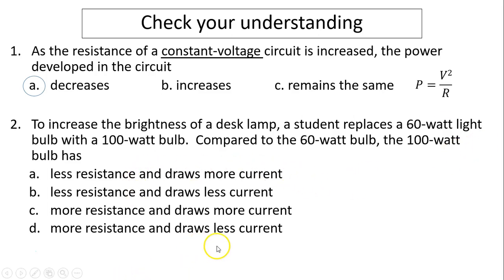That's the first part. So this is the desk lamp. Desk lamp means V is constant. It doesn't matter what light bulb you plug in, your voltage source is the same. So we have to use this equation. P equals V squared over R. Bigger P means less R, so it has to have less resistance. Can only be A or B. Next one, how about current? Well, current equals V over R. So if R is less, V is the same. R is less means I has to be more. So current has to be more. The answer is A.